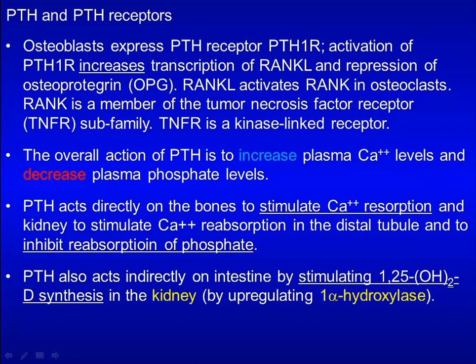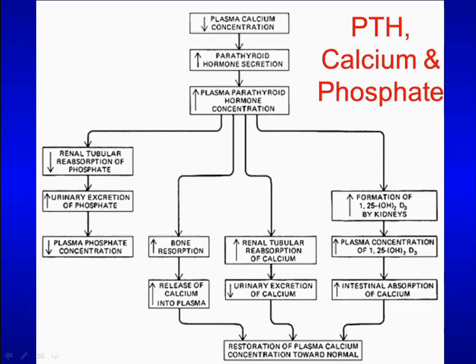PTH acts directly on the bones to stimulate calcium resorption and the kidney to stimulate calcium reabsorption in the distal tubule and to inhibit reabsorption of phosphate. PTH also acts indirectly on the intestine by stimulating vitamin D synthesis in the kidney. The actions of PTH are summarized in this slide.